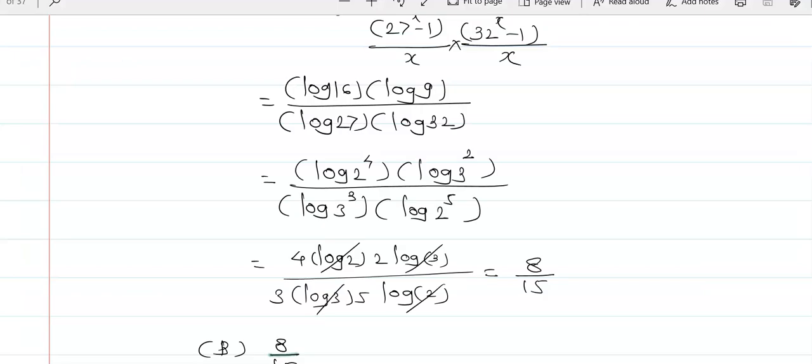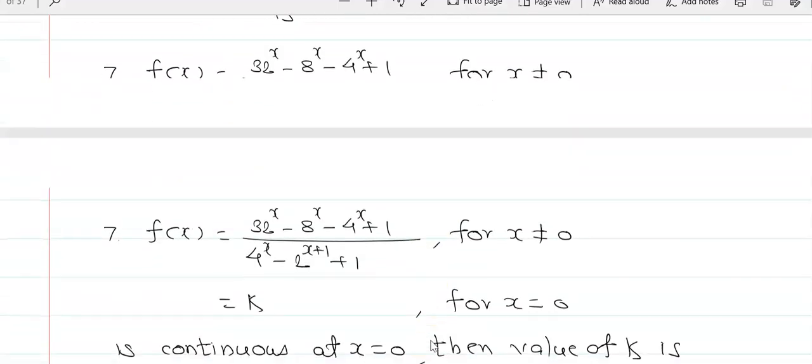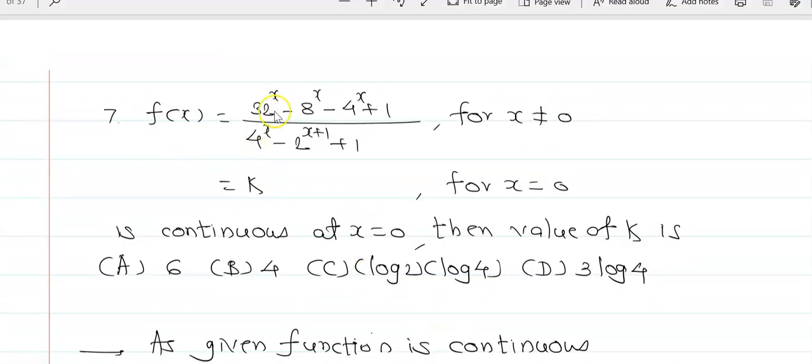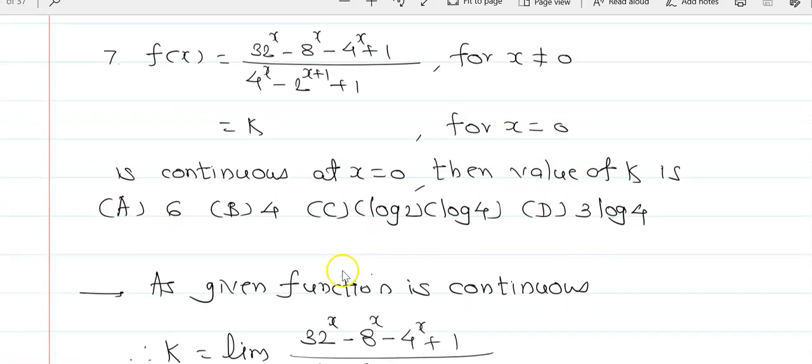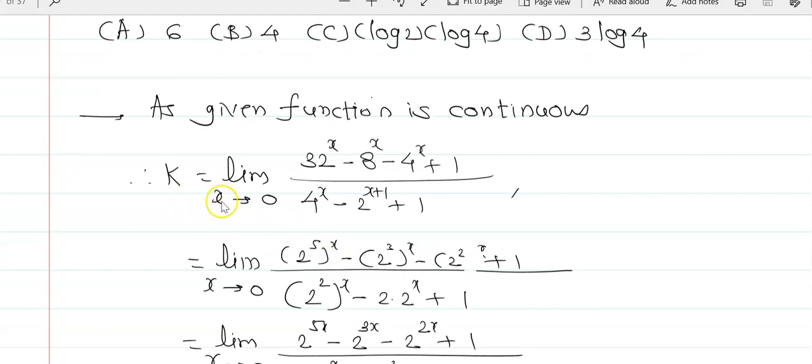Now see this again here. That is, f of x is equal to (32 raised to x minus 8 raised to x minus 4 raised to x plus 1) upon (4 raised to x minus 2 raised to x plus 1) for x not equal to 0, equal to k for x equal to 0. The given function is continuous, find the value of k. Now see this, k is equal to (32 raised to x, 8 raised to x, 4 raised to x plus 1) upon (4 raised to x minus 2 raised to x plus 1).